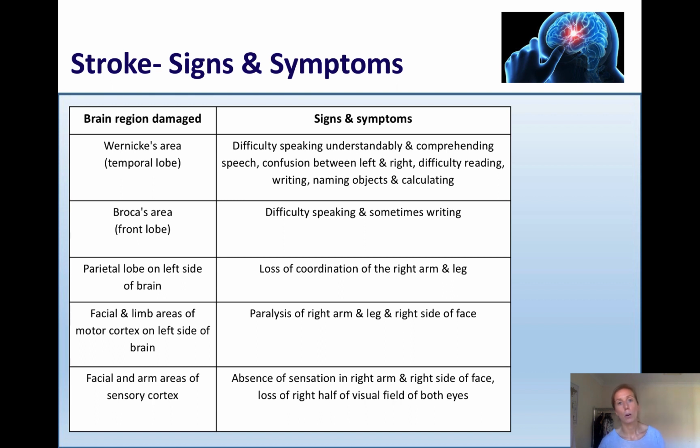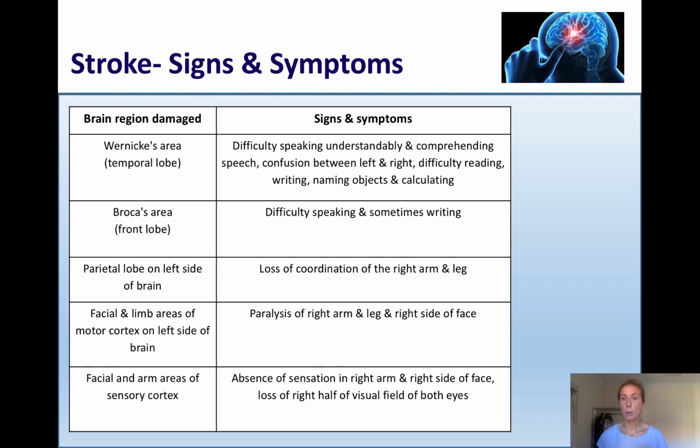So just a little bit more on specific signs and symptoms. We've got a few different brain regions down the left-hand side, and like I said, this is location-specific damage, and what are some of the various signs and symptoms that we might see. If we're looking at what we call Wernicke's area, which is placed in the temporal lobe, some of the signs and symptoms are difficulty speaking and comprehending, so making sense with their speech, confusion between the left and the right, difficulty reading, writing, naming objects and calculating.